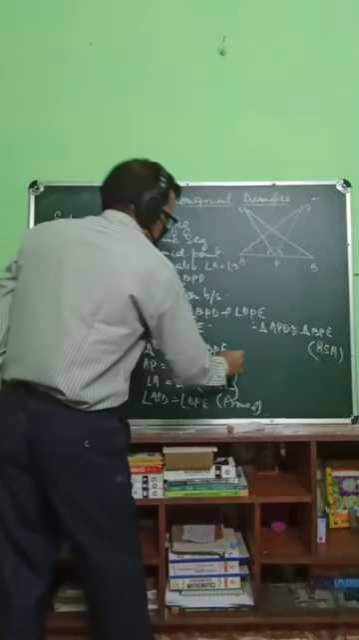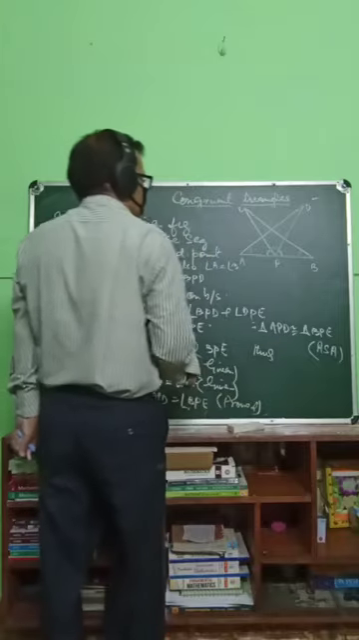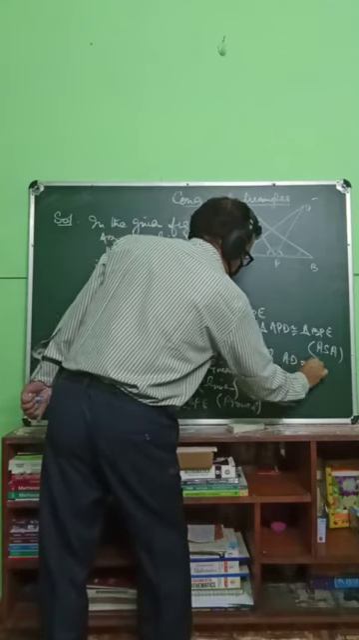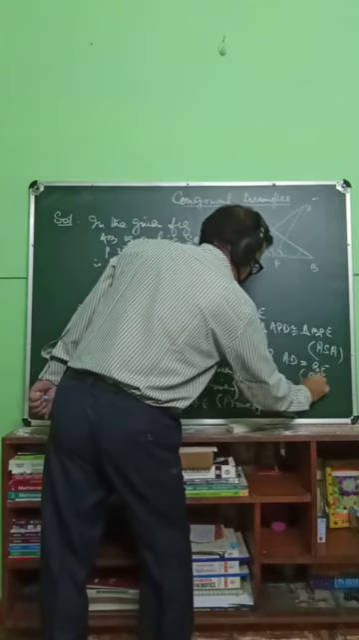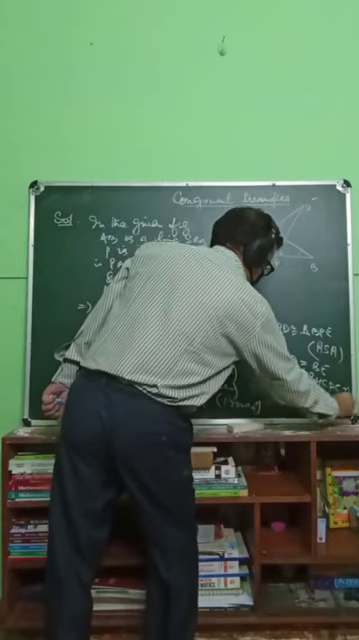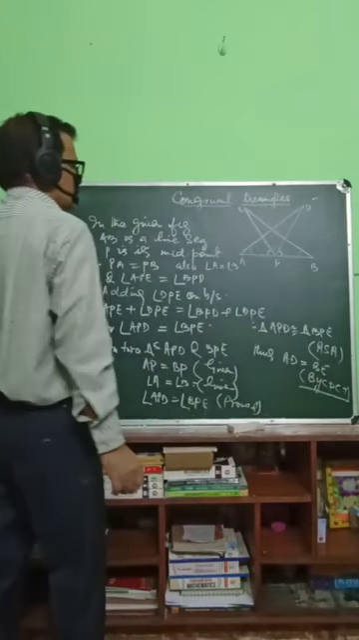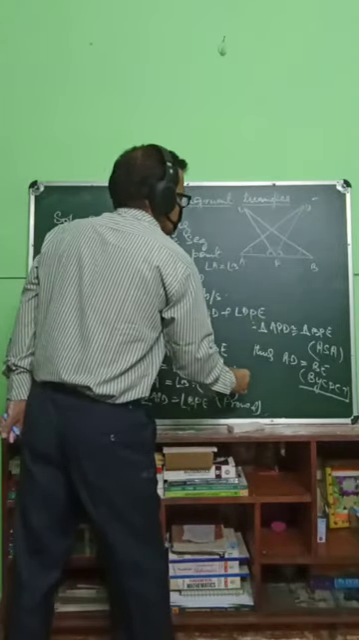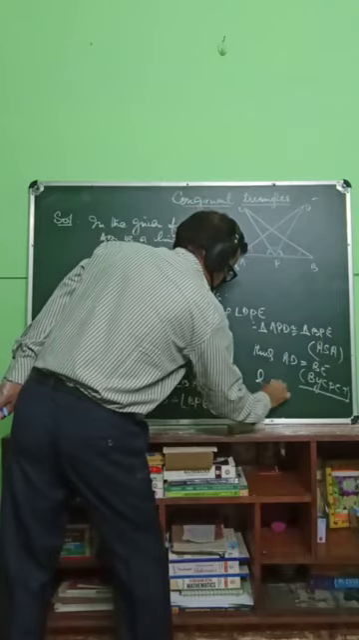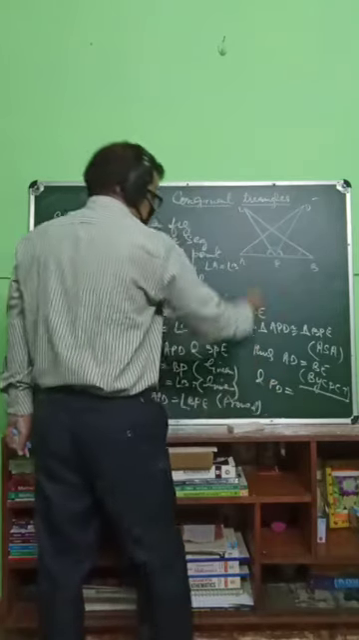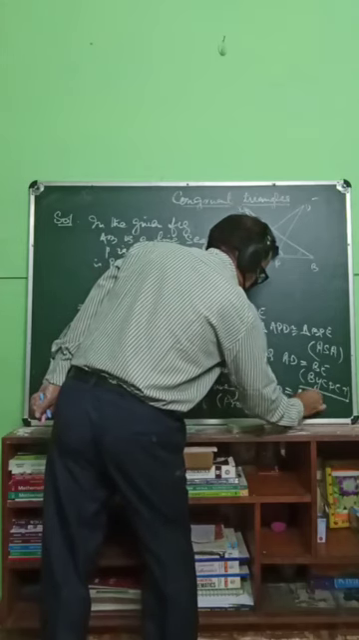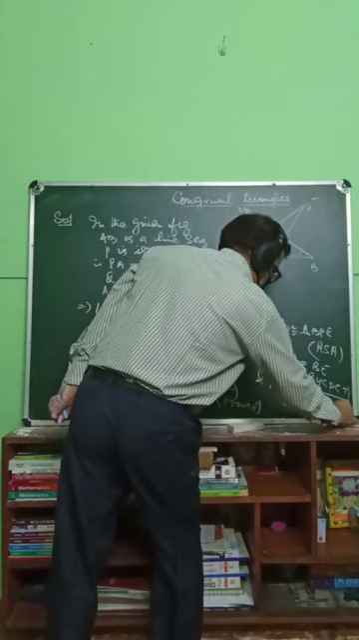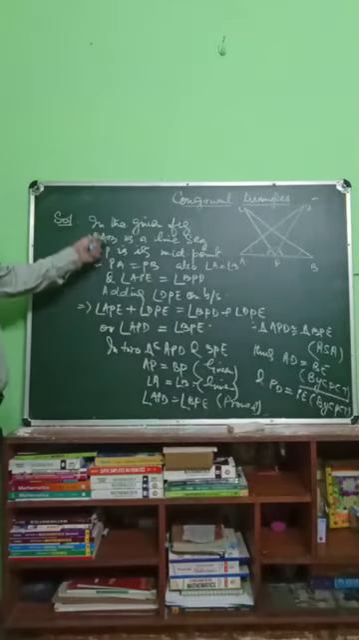Thus AD is equal to BE by CPCT, and PD is equal to PE by CPCT, corresponding parts of congruent triangles. This is related to the congruence we have done.